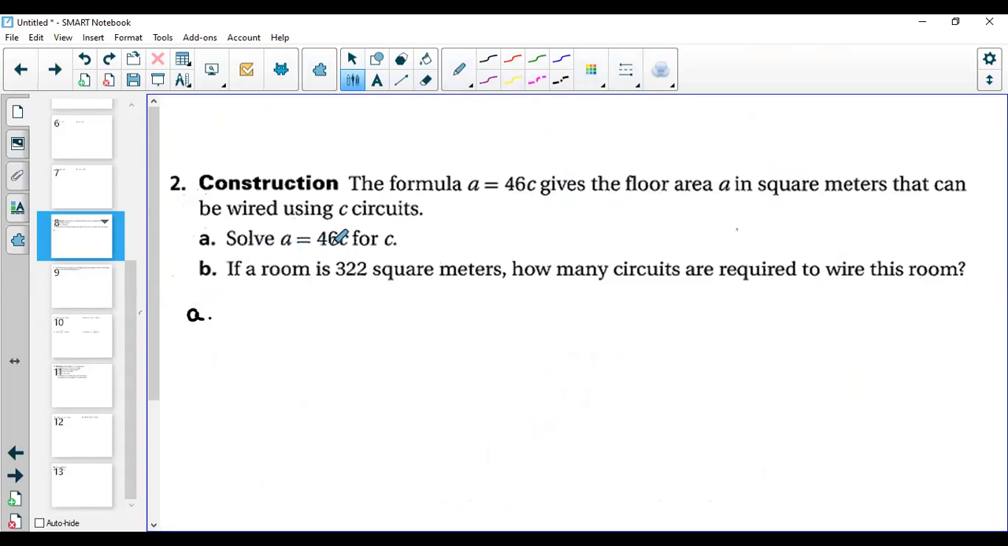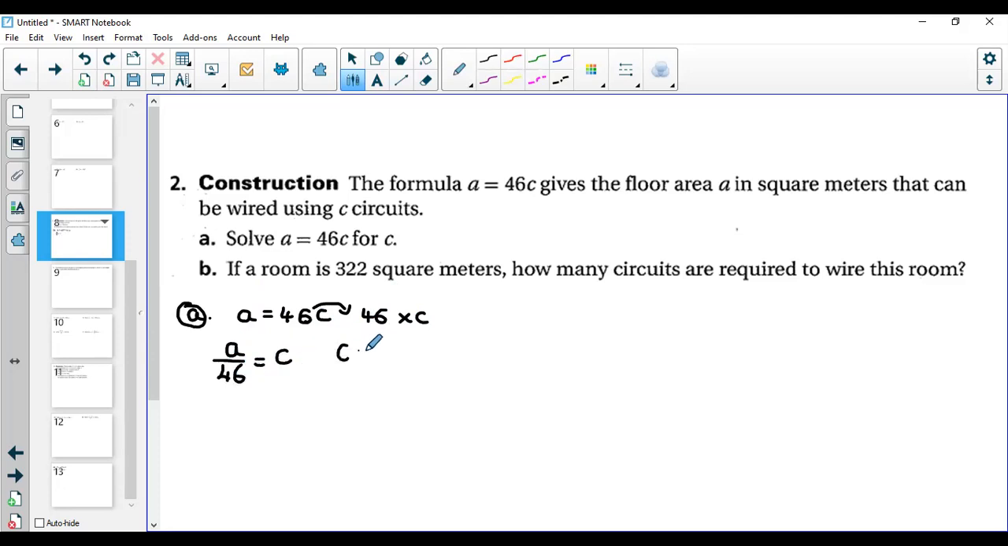Solve A equals 46C for C. Now don't get confused, this is the question. The question says A equals 46C and we need to solve it for C. So what does this mean? This means 46 multiplied by C, right? That's why they both are together. Now to remove the 46 away from C, what do you need to do? You need to divide by 46, and what will you be left with? C.